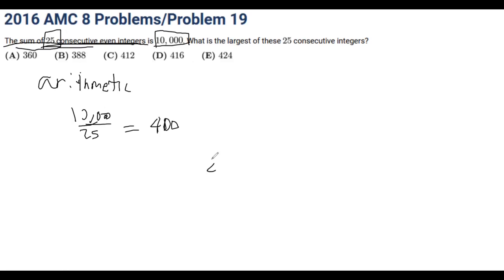So that means that this is the 13th term, because the average of 1 and 25 is 13. 13 is like the median of the numbers. That's why it's the 13th term. That means that there are 12 terms to the right, or larger than it, and 12 terms smaller than it. And we're asked for the largest of these integers. So this means that we need the 25th term.